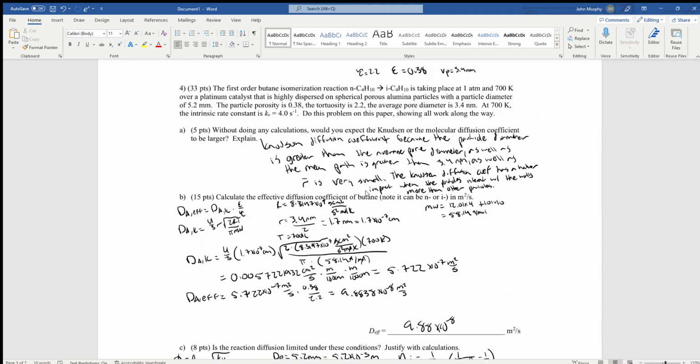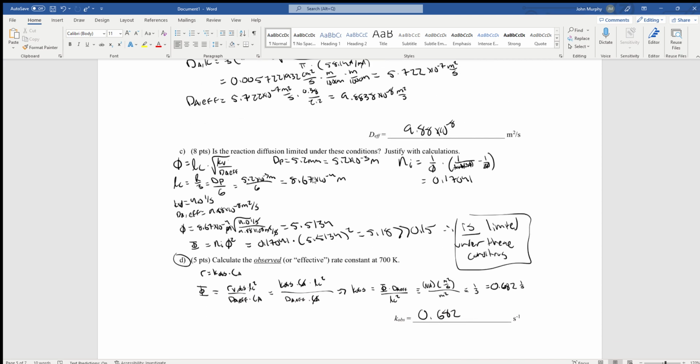4A. Would you expect the Knudsen or the molecular diffusion coefficient to be larger? I said the Knudsen because the particle diameter is much greater than the pore diameter. And so that means that there's going to be a lot more interactions with the wall to the particle than other particles to the particle. Knudsen is a wall-based diffusion coefficient, while molecular diffusion is going to be a more bulk diffusion coefficient. So moving on to problem, oh no, we have to do B.